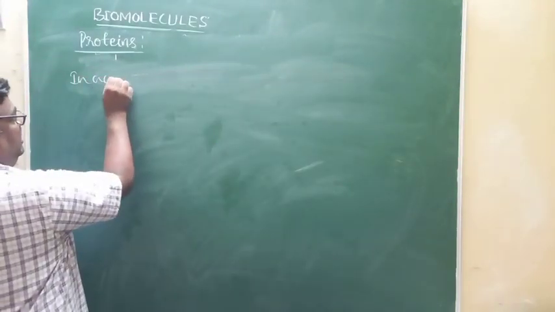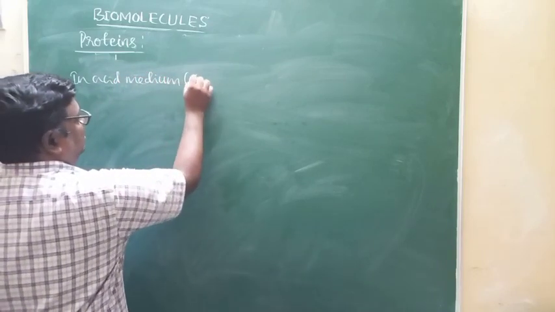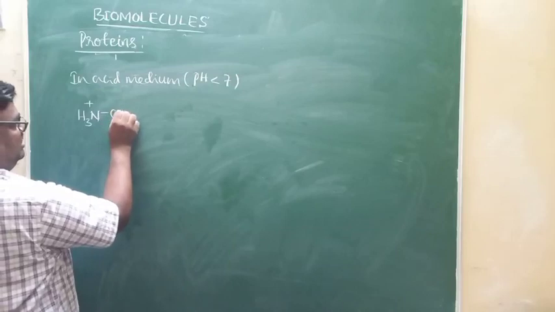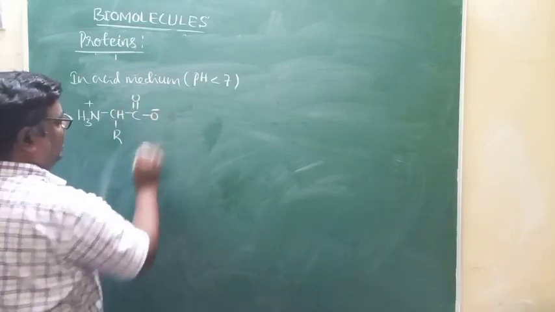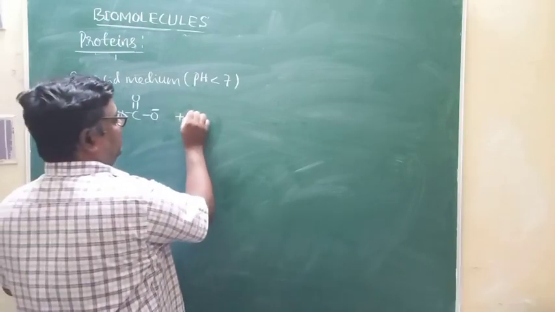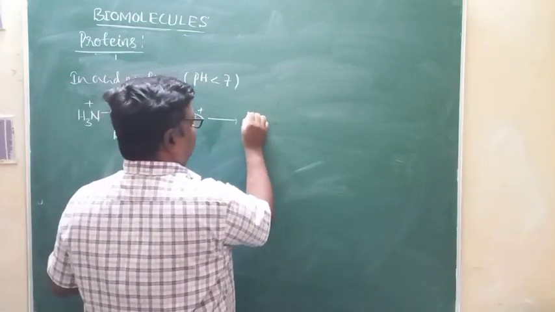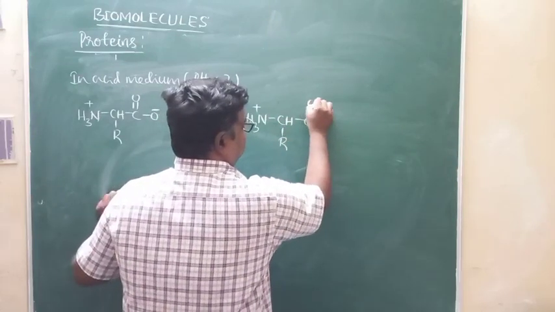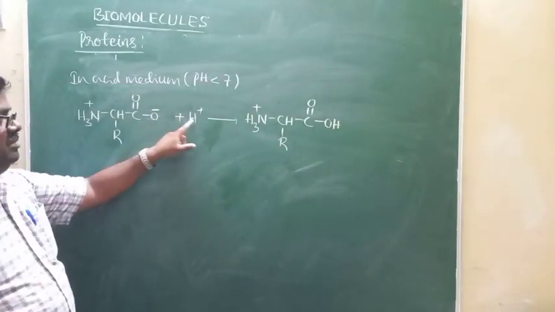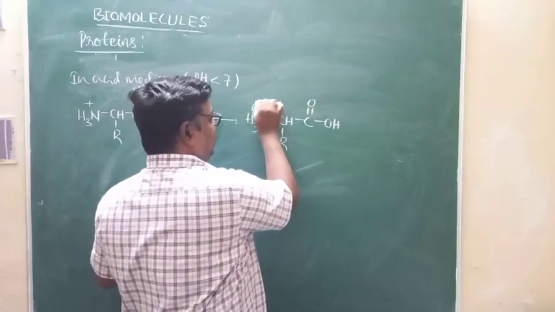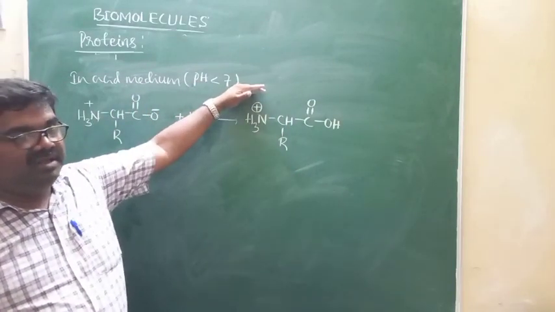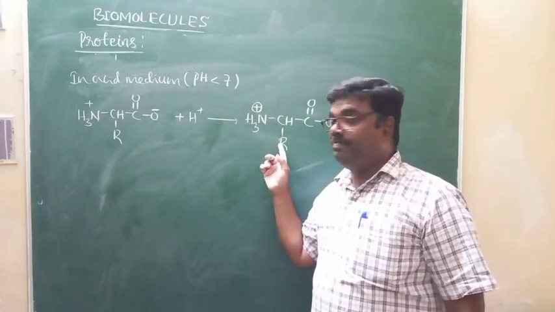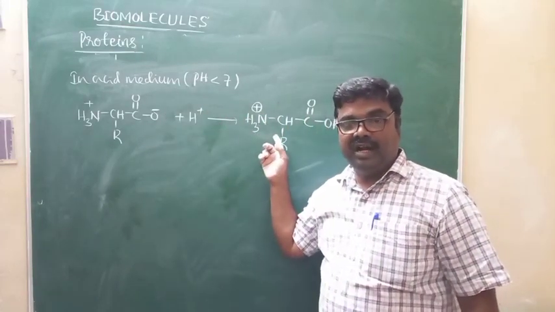Just observe in acid medium, where the pH is less than 7. This is NH3+ CH R and C double bond O minus, the zwitterion form of alpha amino acid. In presence of acid, that is H+ ion, when pH is less than 7, it will be converted into a positively charged ion, or you can say a cation. COO minus absorbs H+ and gets converted to COOH. In acid medium, amino acids will be in the form of cations. Therefore, these amino acid molecules in acid medium migrate towards the cathode under the influence of an electric field.